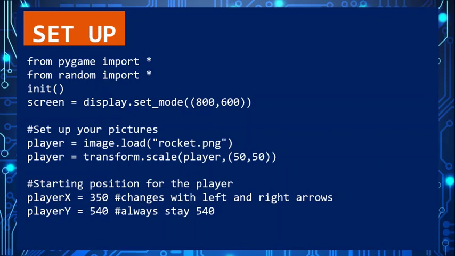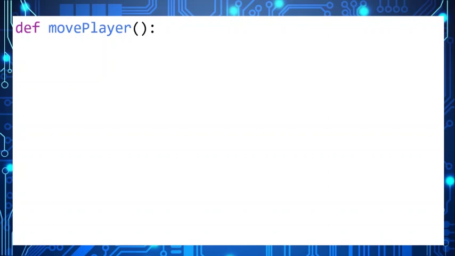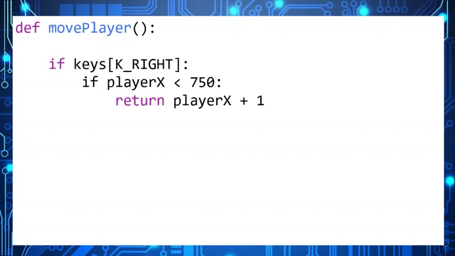We start off with a basic graphics program setup, and I load in the image of my player. I then use the built-in transform.scale function in order to make my image the size I want it to be, which is 50 pixels by 50 pixels. Next, I set up the starting position for my player. So my player X value starts at 350, which changes with the left and right arrows throughout the game, and then the player Y would be 540.